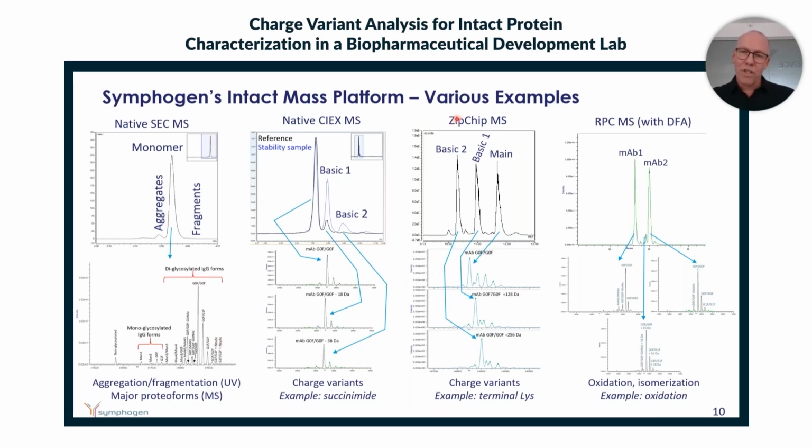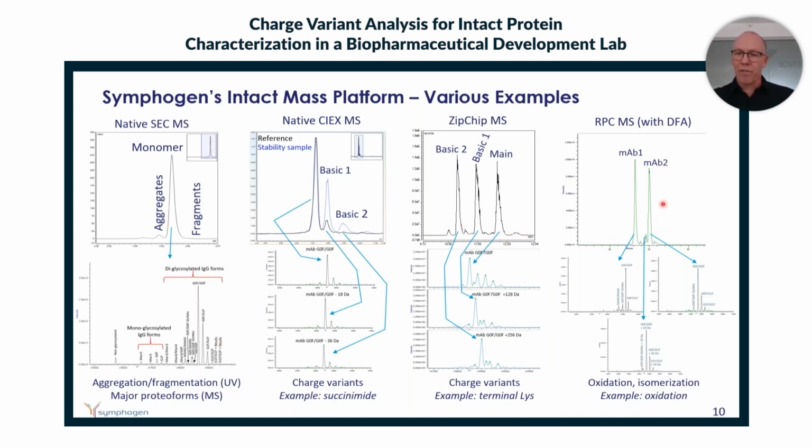This is an example of the SIP chip analysis, where we see a really intense splitting into some main and some basic forms. And again, we have an MS readout, and we can see a shift of plus 128 for basic 1 and plus 2 times 128 for basic 2. So we know immediately that these are terminal lysines that haven't been trimmed efficiently off our molecule.